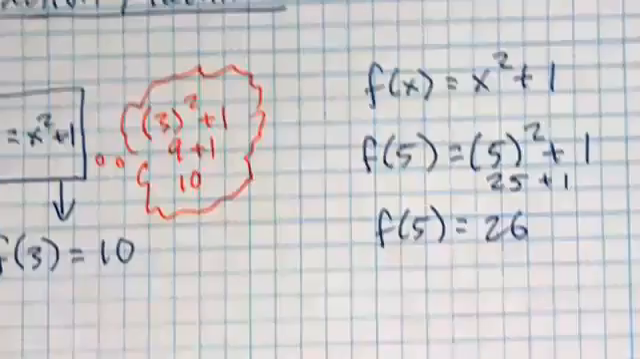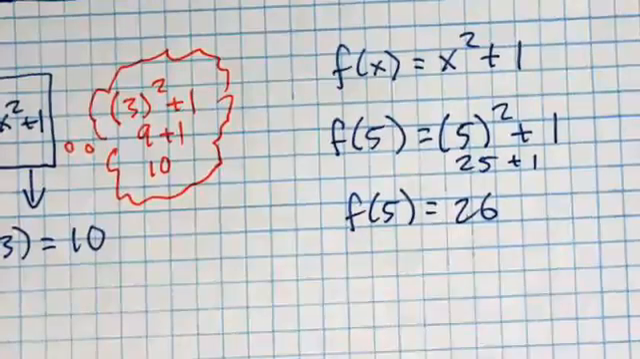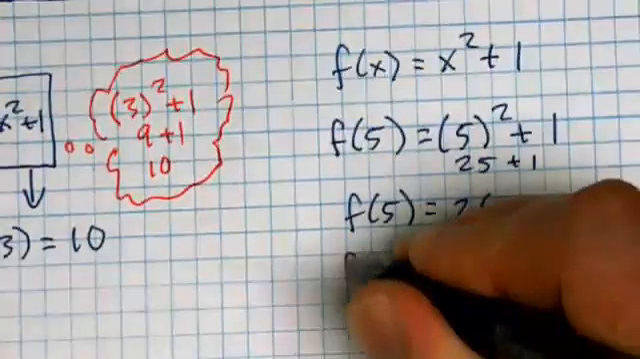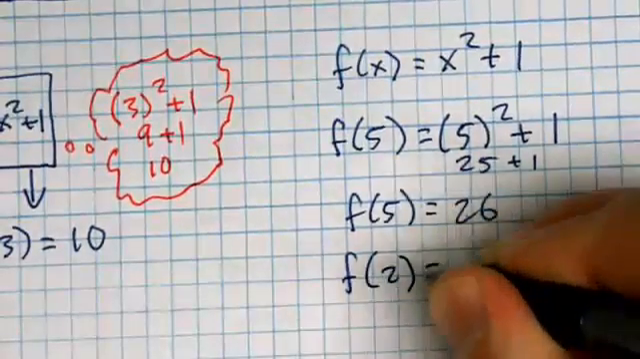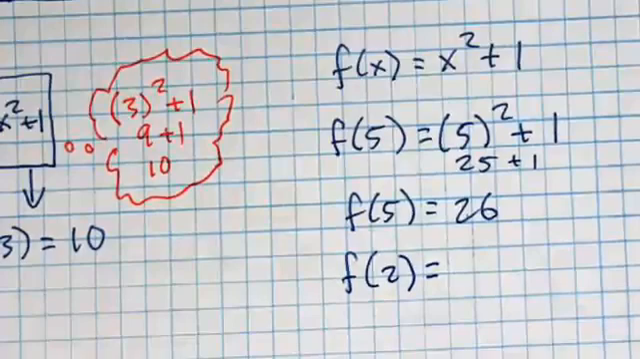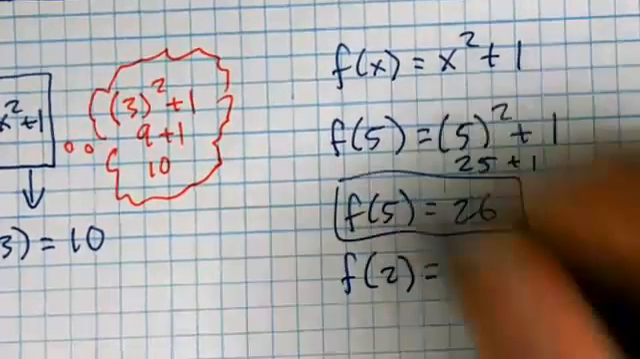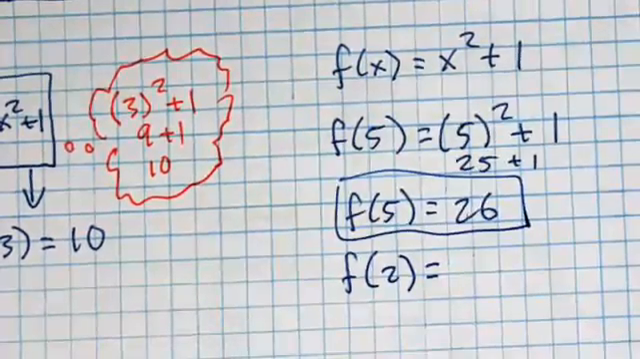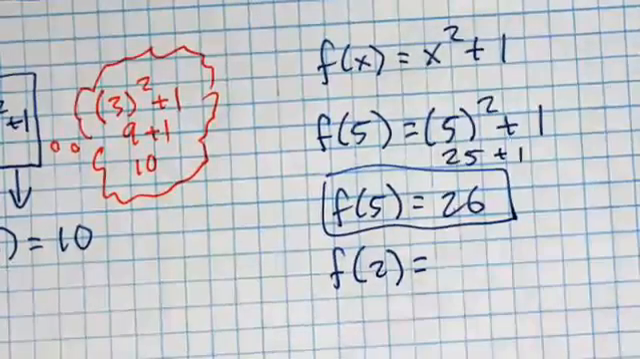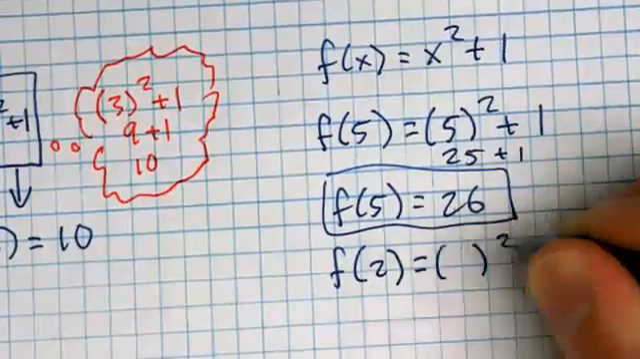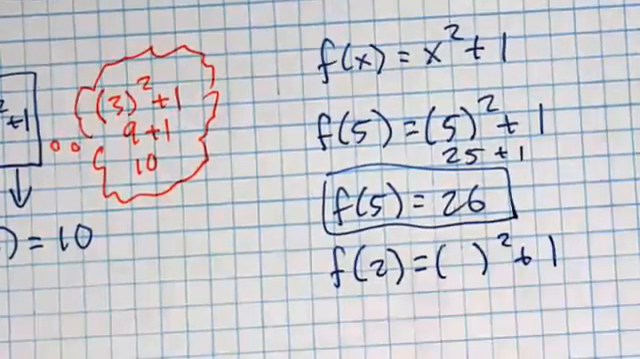Let's do another one right underneath that one. Let's do f of 2. Oops, I should have put a box around that. That's our final answer. f of 5 is 26. We're doing f of 2 now. I challenge you, see if you can tackle this one on your own. Try to do what we just did, except this time we're using a 2 instead of a 5. Same equation. If you need a hint, go ahead and look up at the screen.